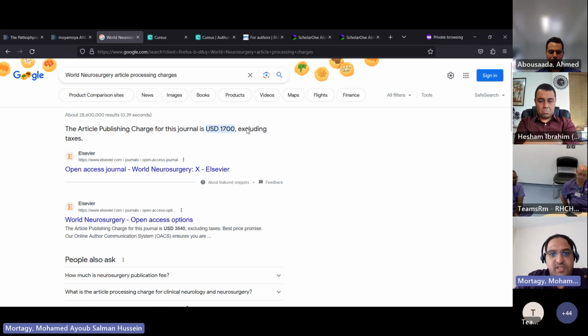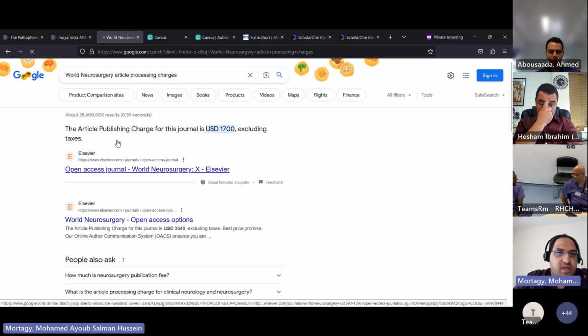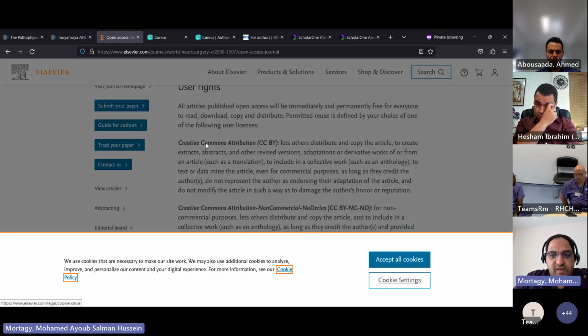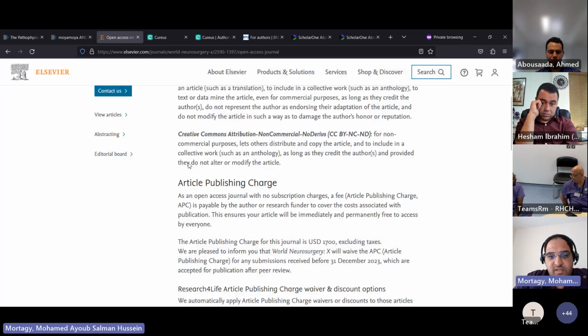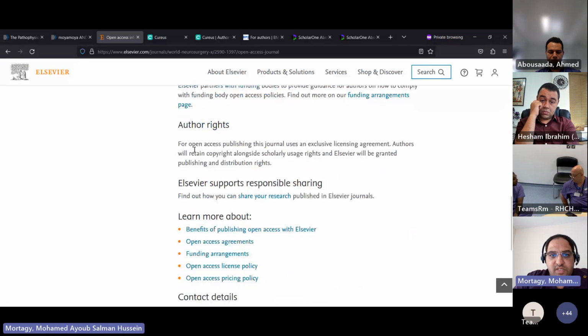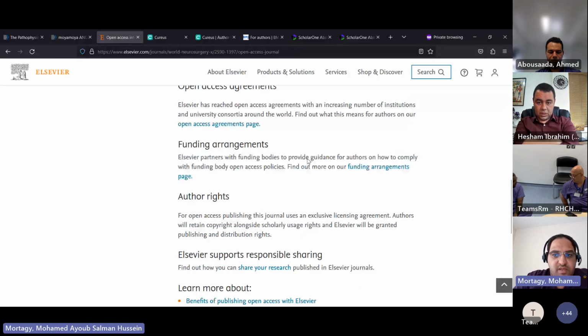Okay, and this is all written on the journal. So you have to read a little bit about article publishing charges and when they waive them. It's written in detail. There's a funding arrangement, and you can click here and it tells you more details. But you have to decide as a team which way you're going to go, which journal, and then you start submitting to the journal.